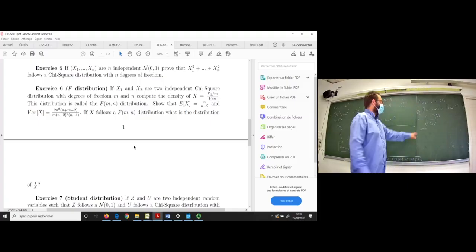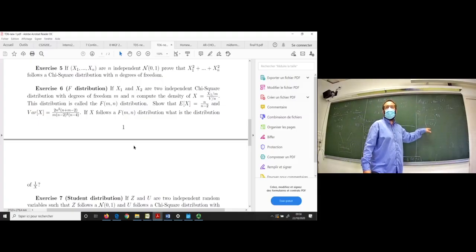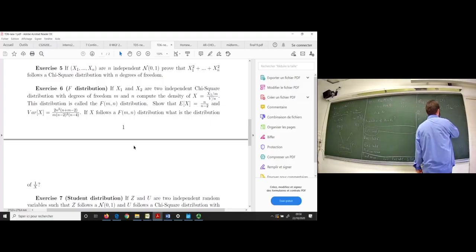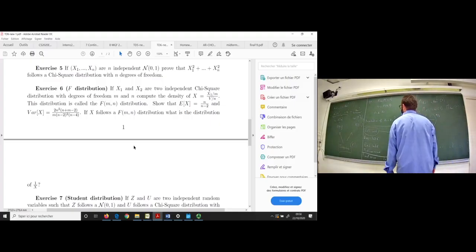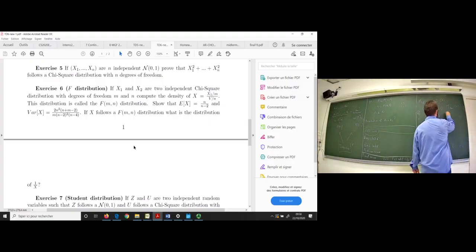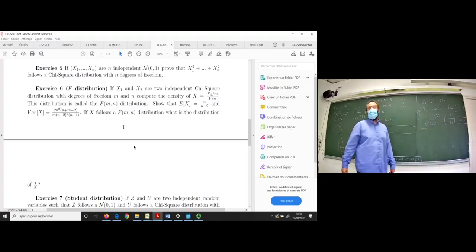Of course, I need to have a hypothesis on this one, and I will write it just after. And here you have a chi-square of parameter 1, that is a gamma of 1 half, that is just 1 over (1 minus 2t) to the power 1 half. And this is true for 1 minus 2t strictly positive.